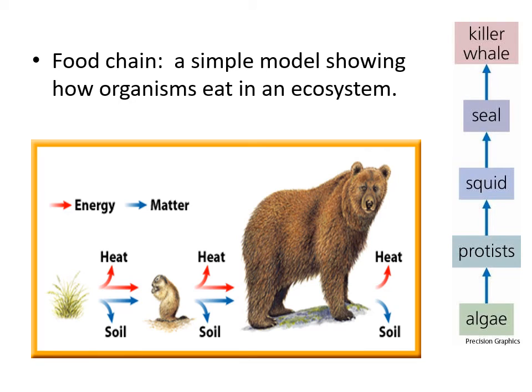Here's another food chain to the right-hand side. The algae gets eaten by the protist. The protist gets eaten by the squid. The squid gets eaten by the seal, and the seal gets eaten by the killer whale. It is two-dimensional. It goes in one direction. This is a food chain.